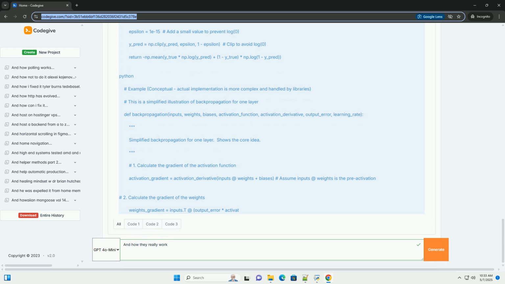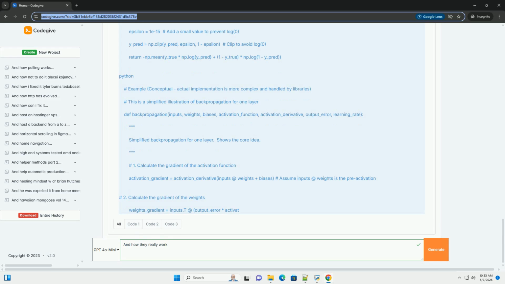Dropout randomly drops out neurons during training, forcing the network to learn more robust features. Early stopping monitors the performance of the network on a validation set and stops training when the performance starts to degrade. V. TensorFlow/Keras code examples.